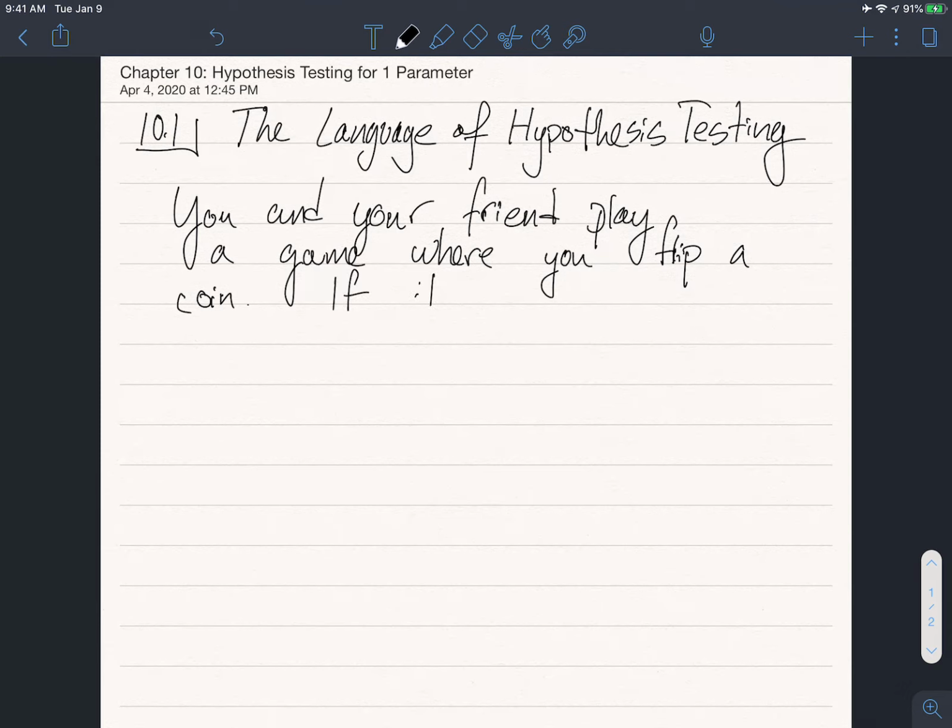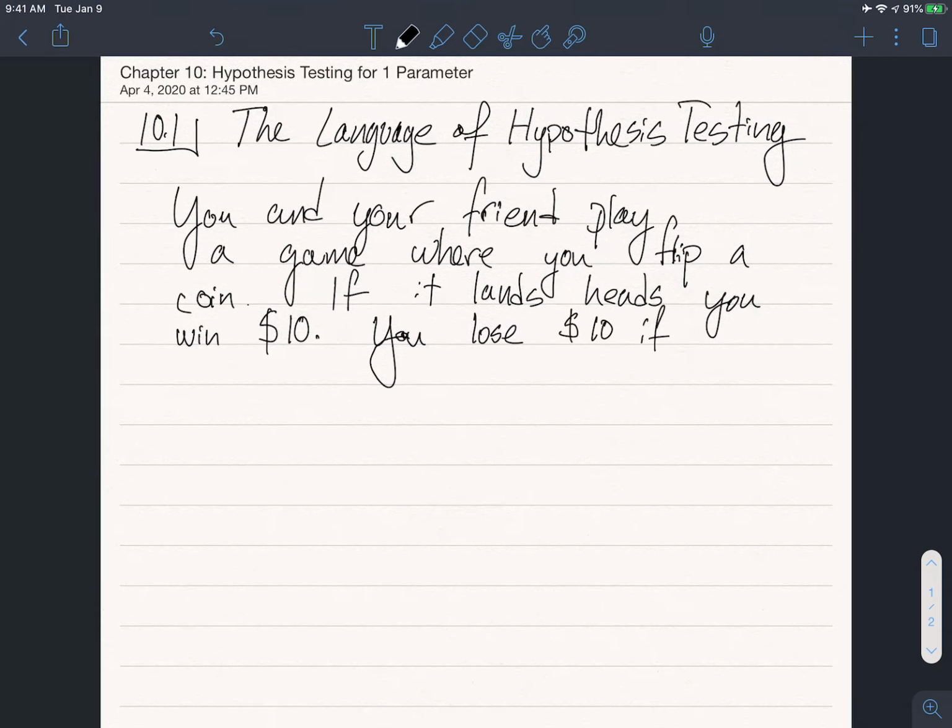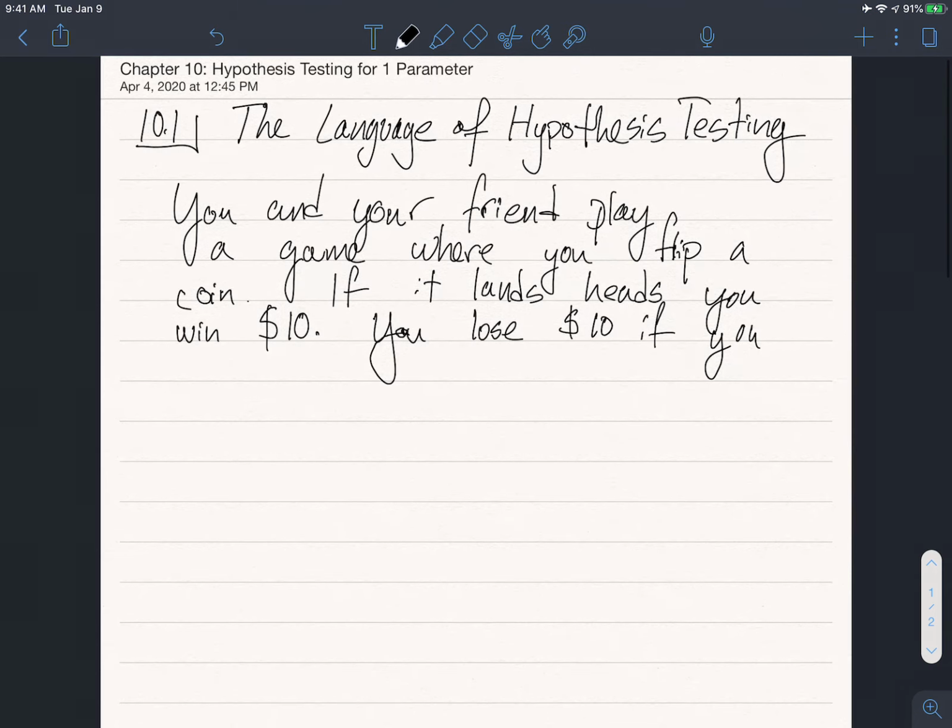If it lands heads, you win, let's say, $10. You lose $10 if you flip tails. So you and your friend are gambling. You flip heads, you win $10 from your friend. If you flip tails, you lose $10 to your friend.